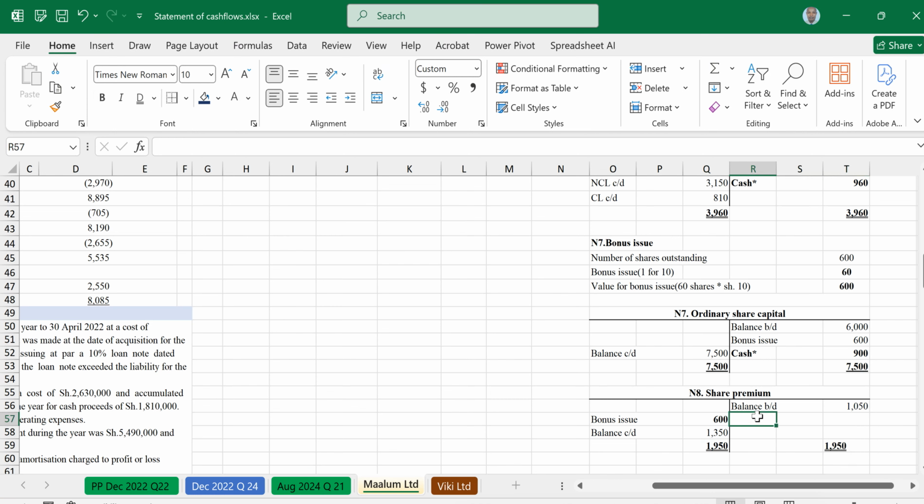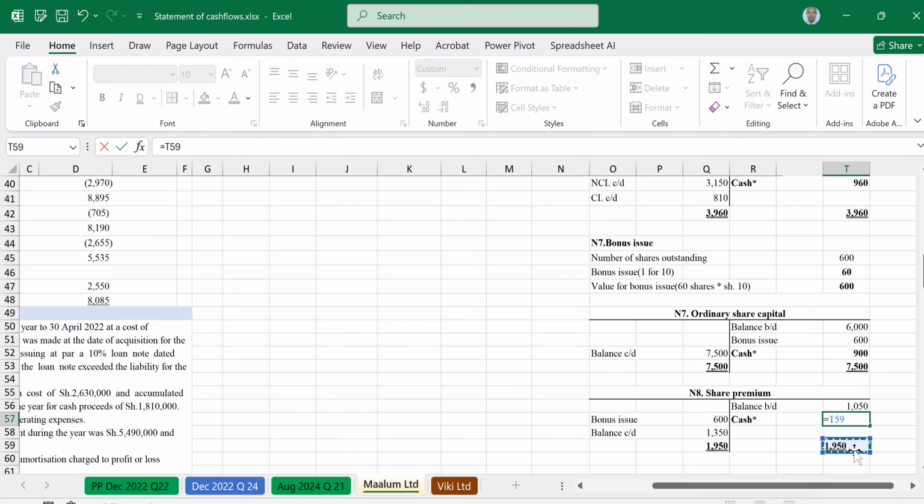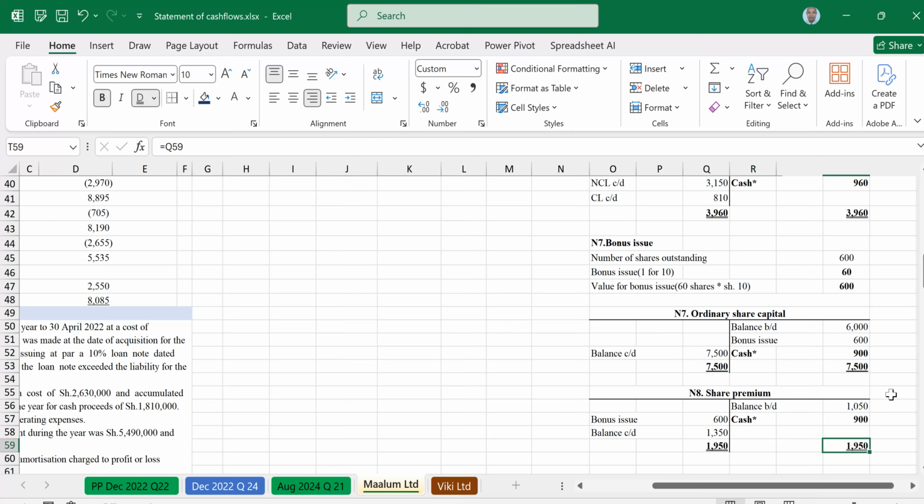Then the difference will be cash received from another issue of shares. So the cash received from the issue of shares will be 1950 minus 1050, and that is 900. So that will give us the total from the issue of shares, 900.